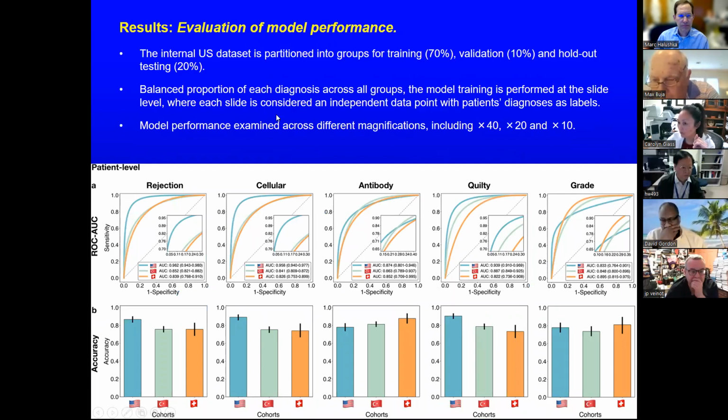In this paper, they took this US data set and partitioned the slides: 70% were used for training, 10% for validation of that training set, and the remaining 20% for independent testing. The model performance was examined across all different magnifications at 20x, 40x, and 10x, which resembles what we do. I'm sure most of us look at things in lower power, but there were some 10x model performance parameters. And this is the outcome data.